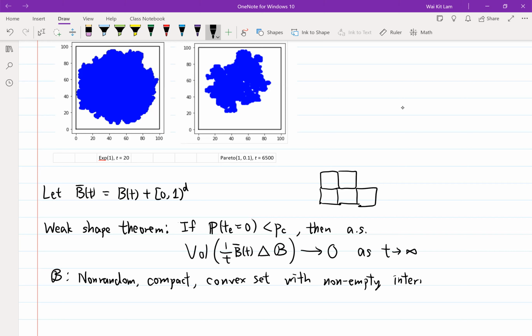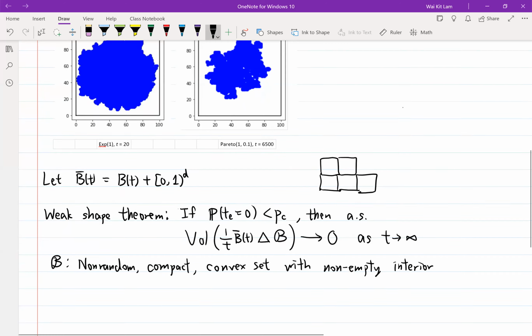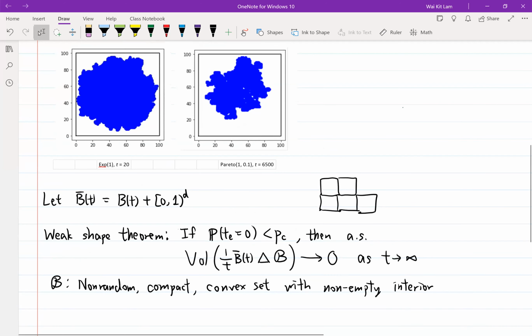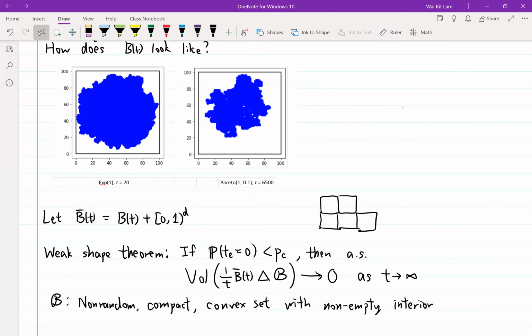Okay, so in other words, if you look at this B_t or B_t bar, it doesn't matter. If you rescale this by 1 over t, then in a certain sense it will converge to some non-random compact set in R^d. Although it is difficult to see this convergence by looking at the above picture, this is something true. But we cannot say too much about this script B.